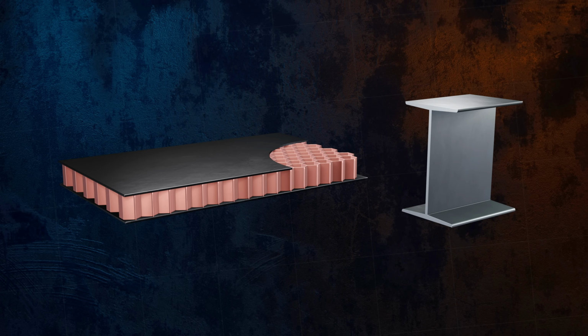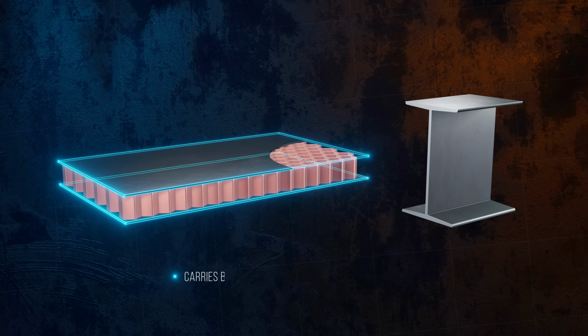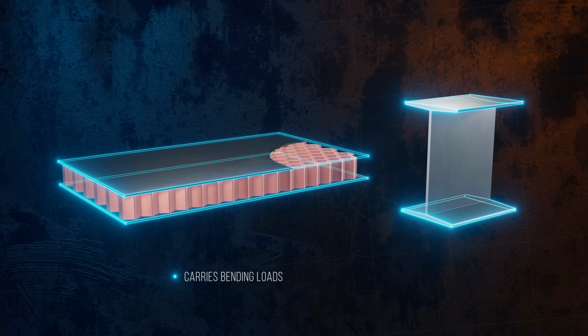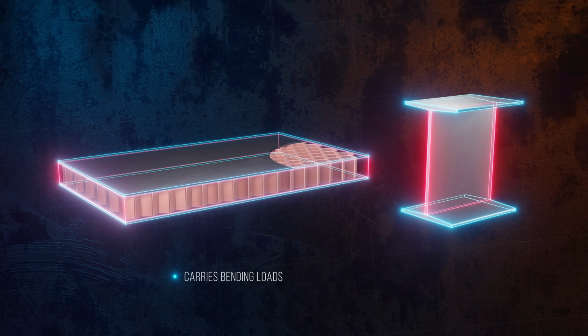Under loading, the sandwich composite behaves in a similar way to an I-beam. The outer layers carry bending loads, like the flanges of an I-beam, one side being in tension and the other in compression. The core is like the web. It carries shear loads, but also increases the distance between the outer layers, increasing the second moment of area of the cross-section.